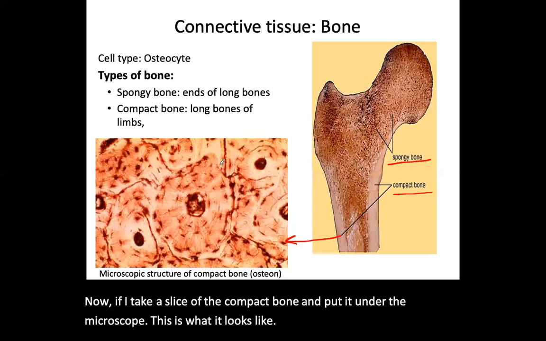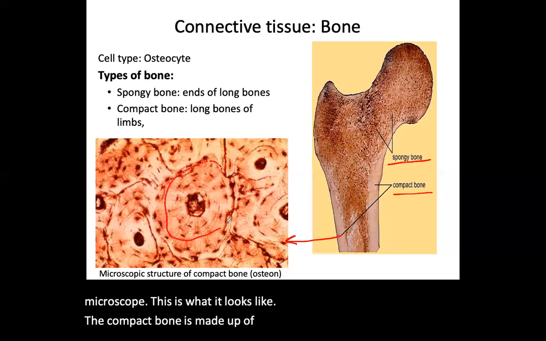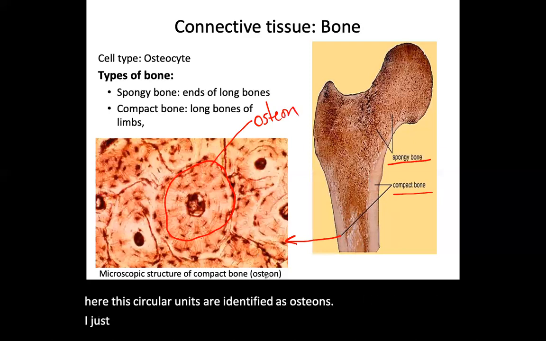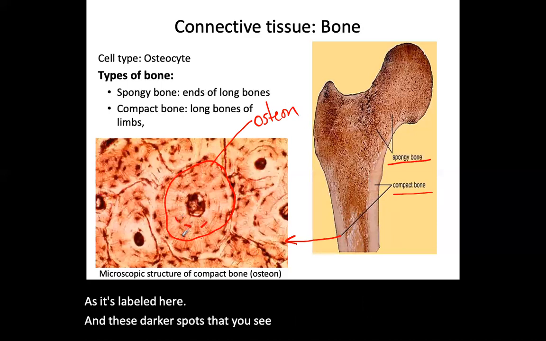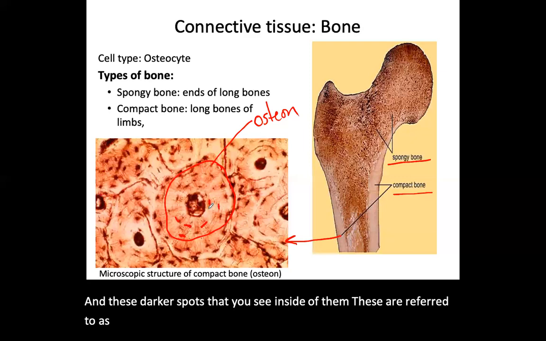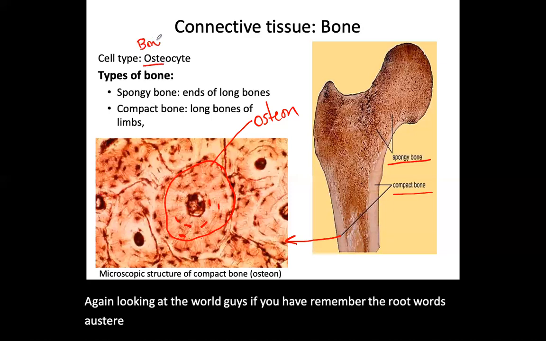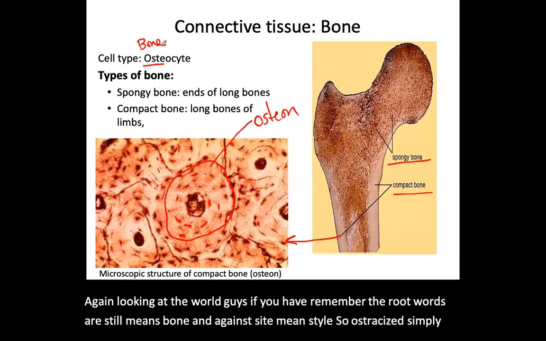The compact bone is made up of these circular units right here. These circular units are identified as osteons, as it's labeled here. And these darker spots that you see inside of them are referred to as osteocytes. Again, looking at the word, if you remember the root words, osteo means bone, and cyte means cell. So osteocytes simply means bone cells.